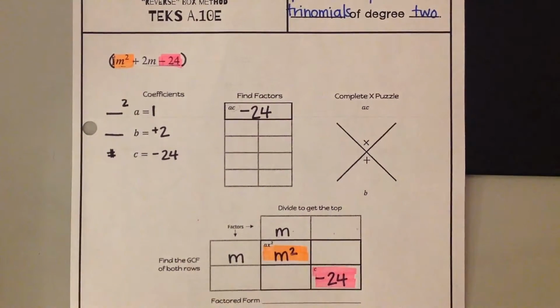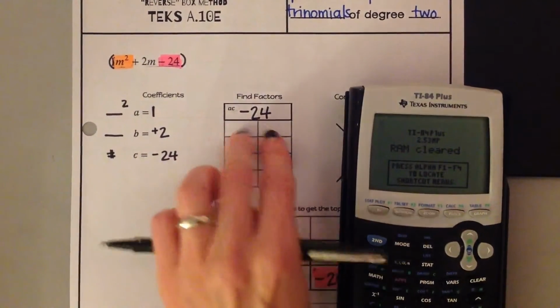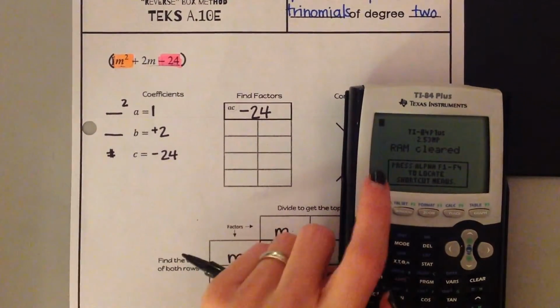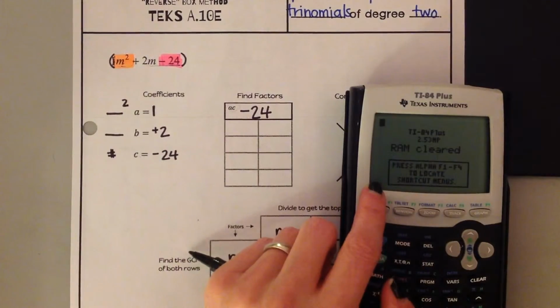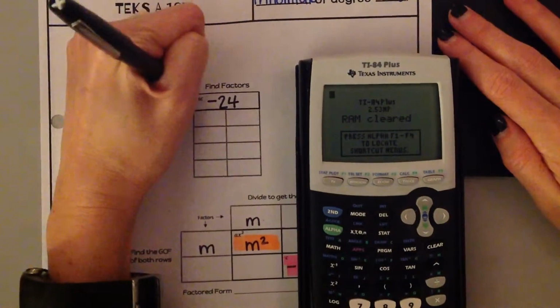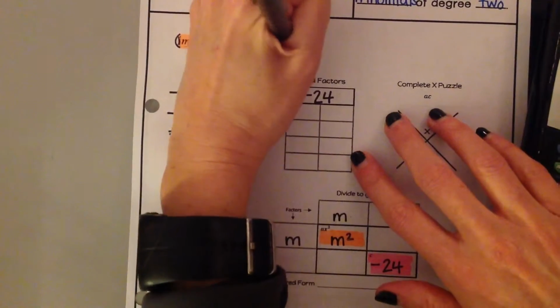The reason you're going to need your calculator is because you need to find the list of all the pairs of numbers that multiply to make negative 24. And the easiest way to do this is with your calculator, just to be sure you don't leave any pairs out. So here's how we're going to do this. I'm going to write the steps for you first, and then we're going to use our calculator.